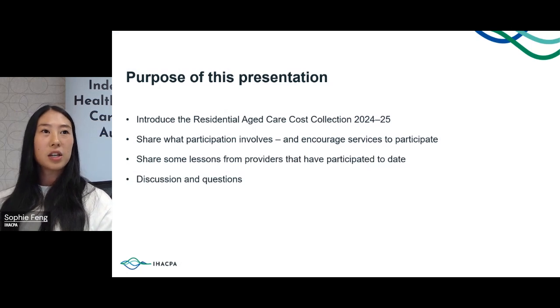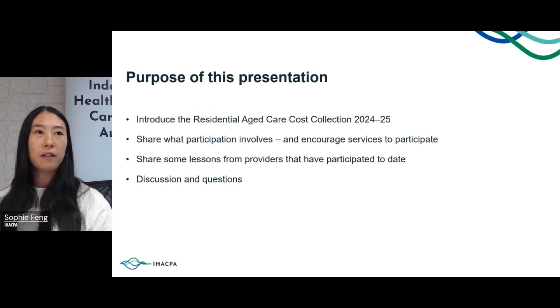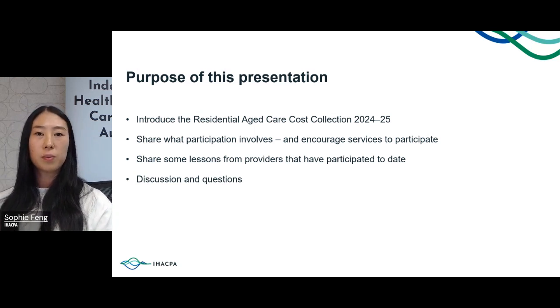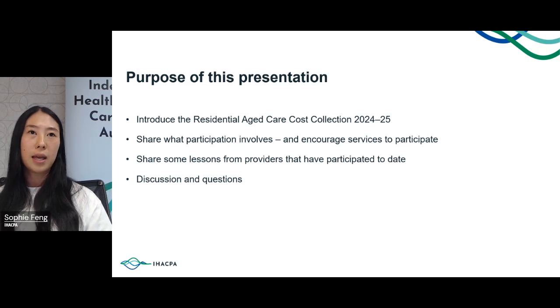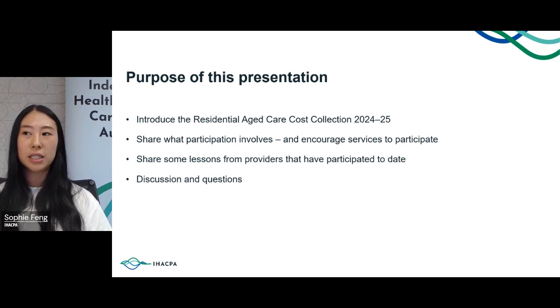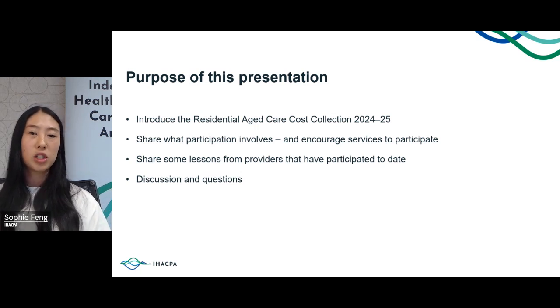So in this presentation, we'll introduce what the Residential Aged Care Cost Collection 24 to 25 is and what it involves, so as a provider, what participation would look like for you. And we'll also share some lessons from the providers that participated in phase one. So this cost collection started last year and we've already recruited about 120 facilities that have participated, and we're now extending the study into 2025. So we'll hear from some of the providers that participated last year. And as mentioned, at the end there will be time for some questions.